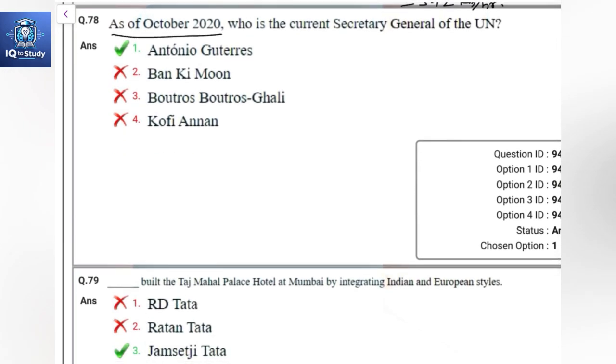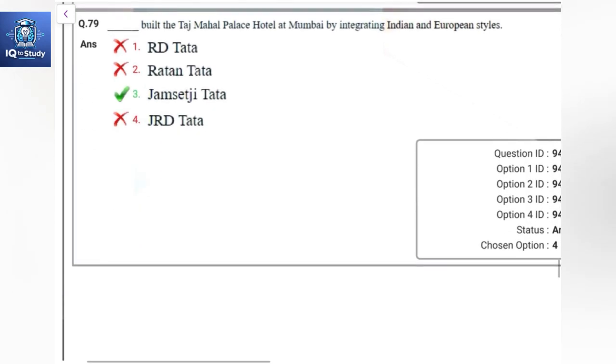As of October 2020, who is the current Secretary General of UN? It is as of up to 2020. So Antonio Guterres is correct. Who built the Taj Mahal Palace Hotel at Mumbai by integrating Indian and European styles? Jamshedji Tata.